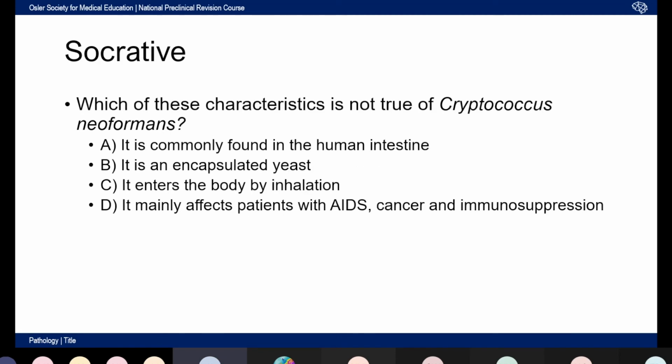So yes, I think now for another Socrative question. So which of these isn't true of Cryptococcus?